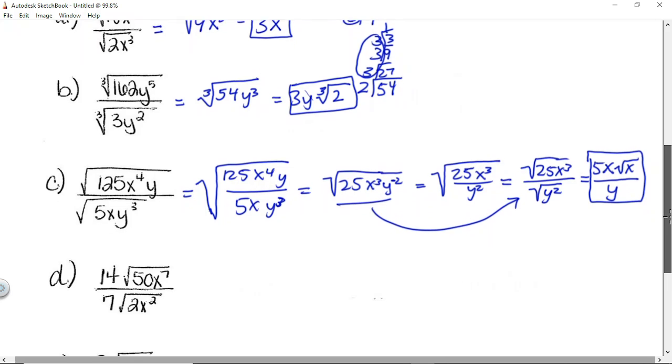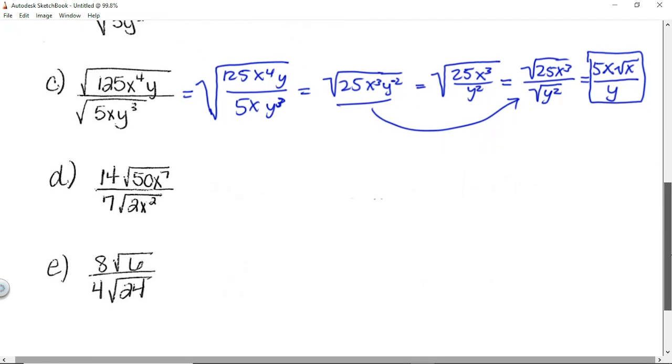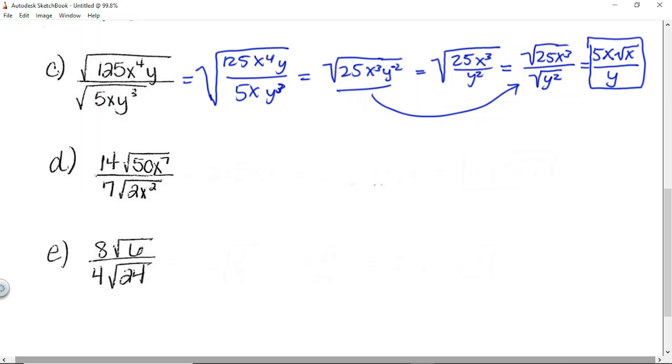Okay, so let's go to the next one. So we divide the coefficients, so 14 divided by 7, that's 2. And then inside the radical, we divide 50 divided by 2 is 25, divide the numbers, divide also the variable, x to the 7th power divided by x to the 2nd power, subtract exponents, that's x to the 5th.